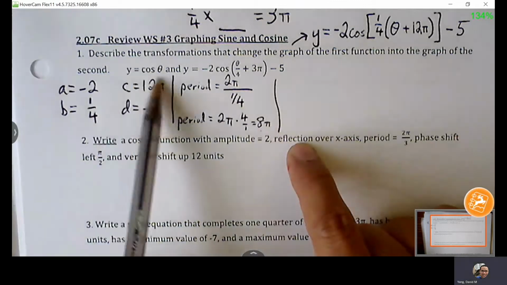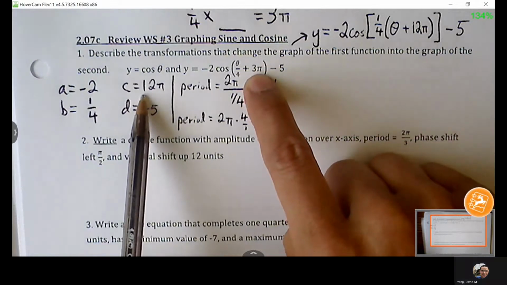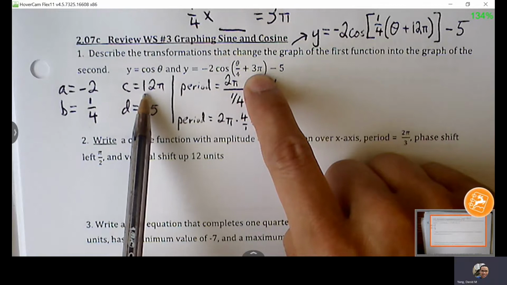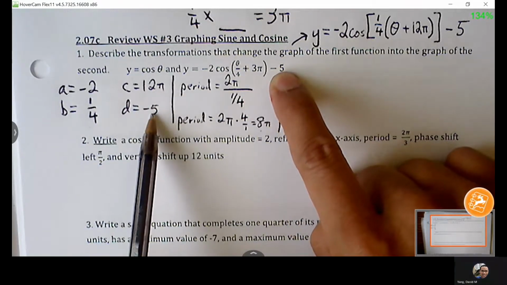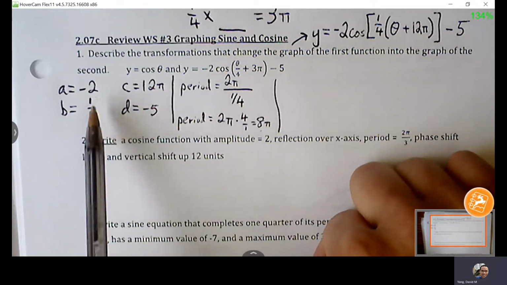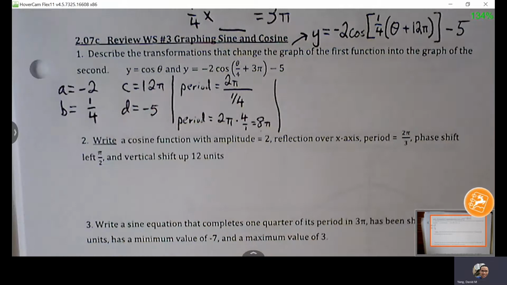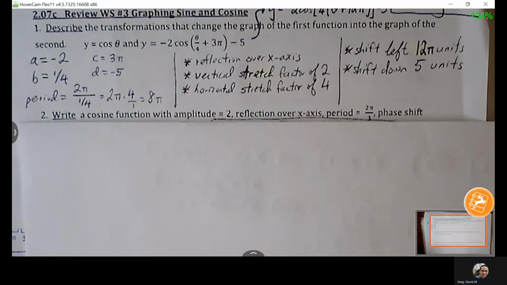Right. The 12 pi is going to tell us there's going to be a shift left by 12 pi units. The -5 is going to tell us it's going to shift down by 5 units. Reflection, vertical stretch by a factor of 2, and a horizontal stretch by a factor of 4. Okay. All right. Any questions?